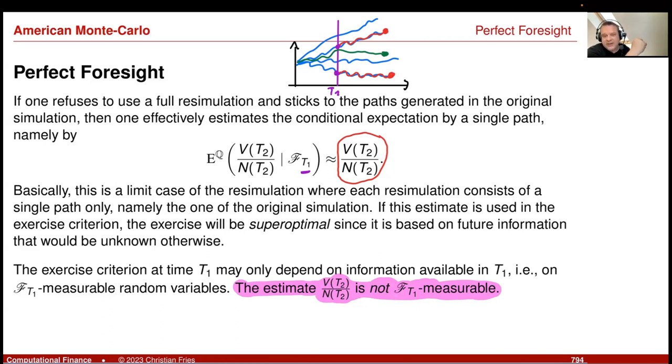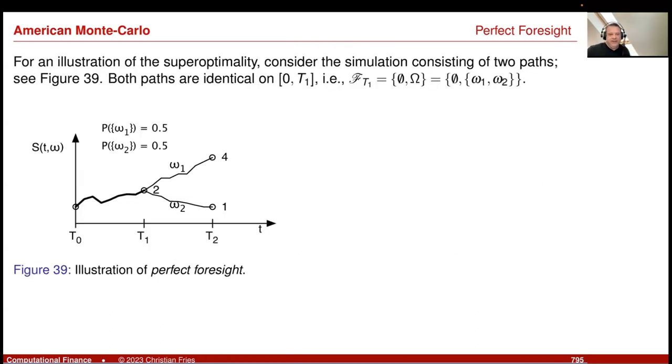And that you know where you end, this is foresight. So this creates a bias. You can exercise in a super optimal way, because you have knowledge of what will happen in the future. So here's a very short example to conclude this session.